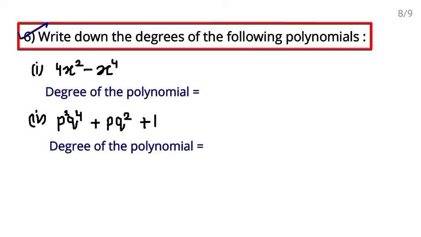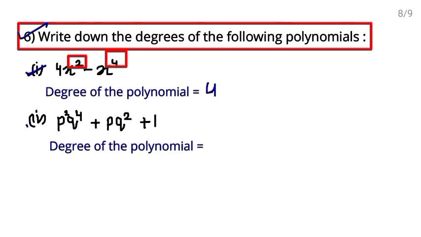Question number 6 is write down the degree of the following polynomials. Students, to find degree, पहले आप क्या करते हैं? जितने भी वेरिएबल्स हैं हर एक टर्म में उनकी पावर्स को ऐड करते हैं, and the highest sum will be the degree. So let's check with the first part. First term has degree 2. फर्स्ट टर्म में सिर्फ एक ही वेरिएबल है जिसकी डिग्री 2 है. Second term has degree 4. Here the greatest one is 4. So the degree of this polynomial will be 4.